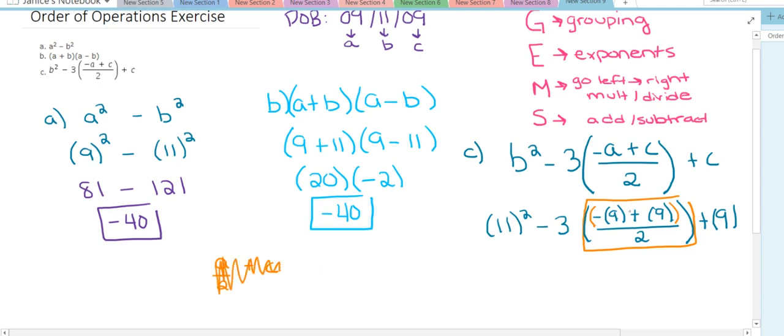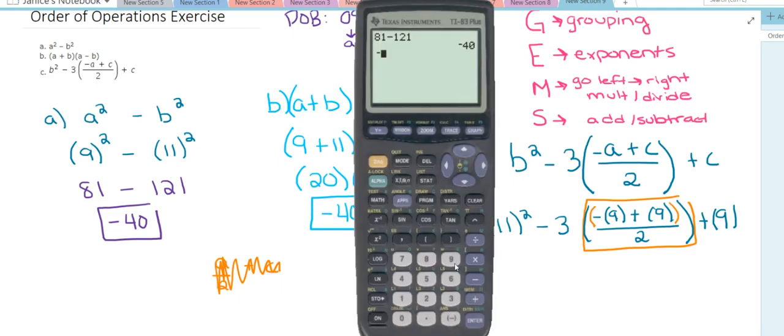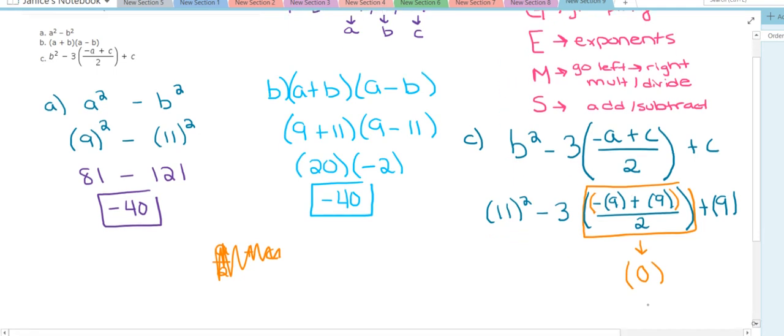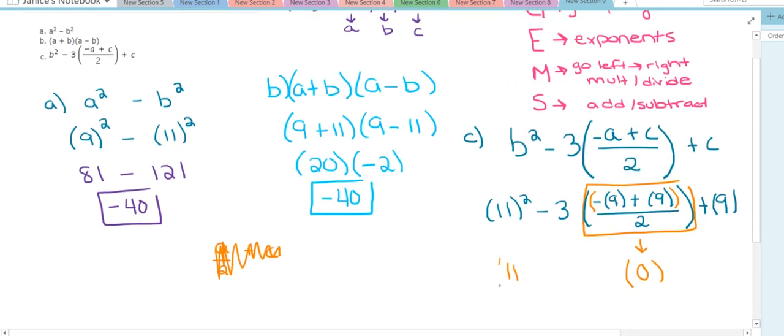Okay, so here I have a -9 plus 9, which is actually going to be 0. -9 plus 9 gives me 0. So there I get 0, and then I'm going to do 0 divided by 2. It's going to give me 0. So outside this grouping symbol, I'm going to come out with a 0. Let's bring everything else down. So we have an 11 squared. We have a -3. This is what came out of the grouping symbols, and then I have a plus 9.